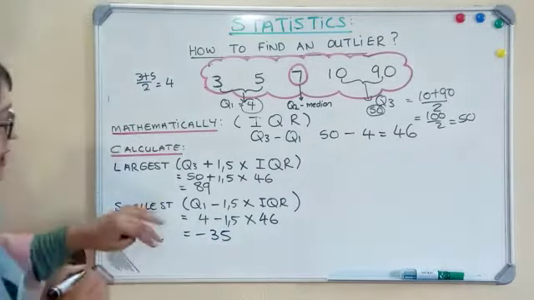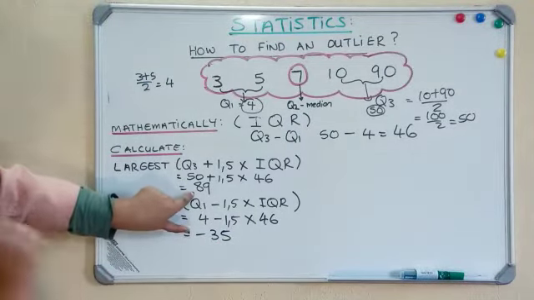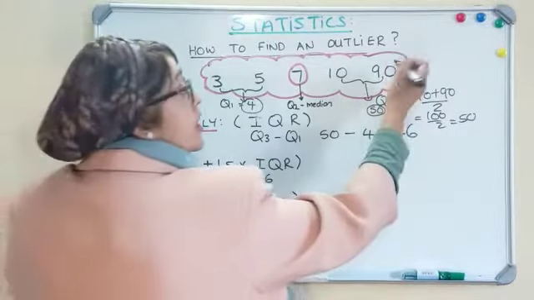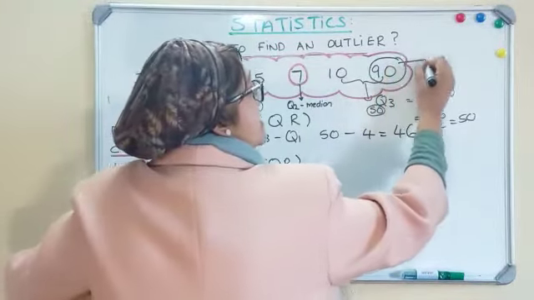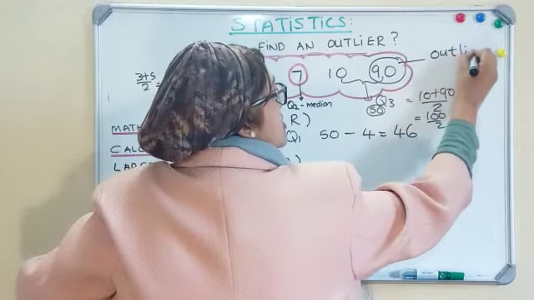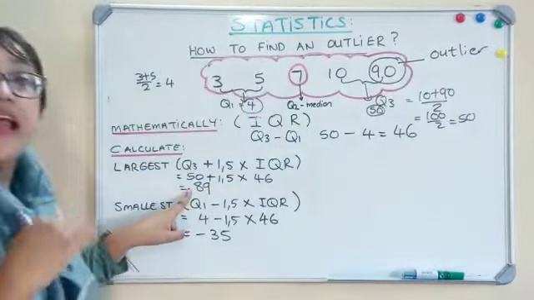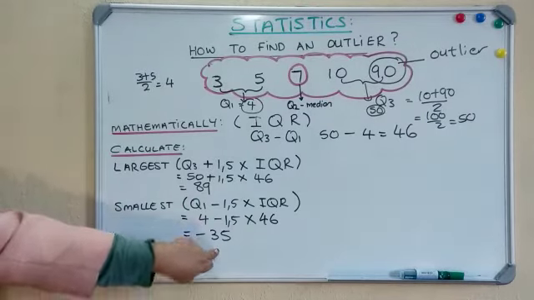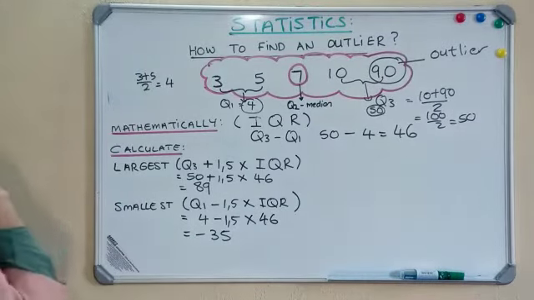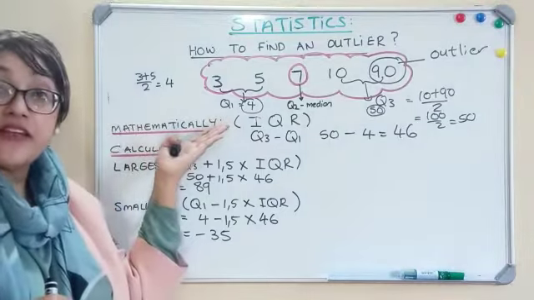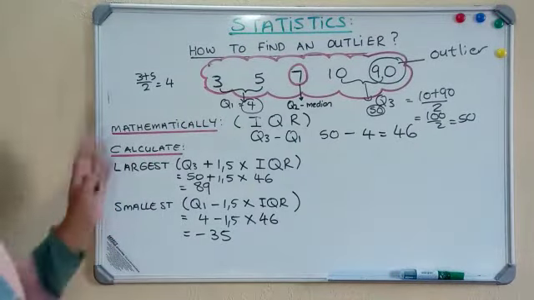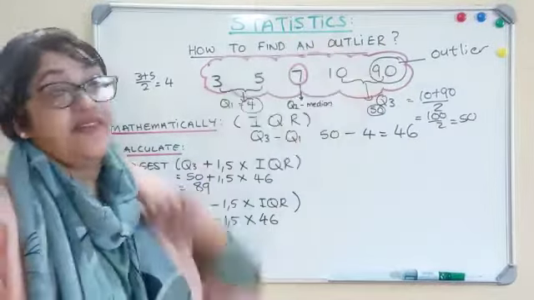So what this tells me is that any number greater than 89 is an outlier. So here we can see that 90 is the outlier because it's more than 89. And any number less than negative 35 is an outlier, and there is no other number less than negative 35. So there is no smaller number. So the only outlier in this data we have is 90.